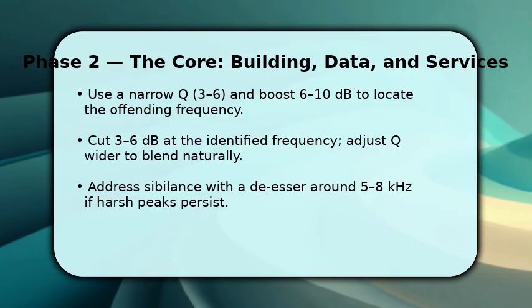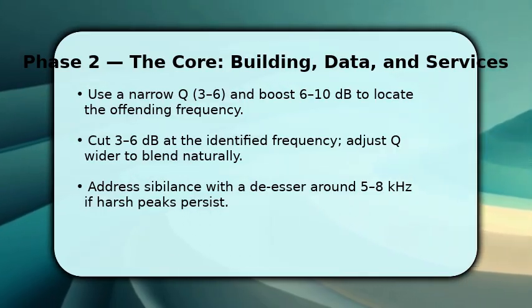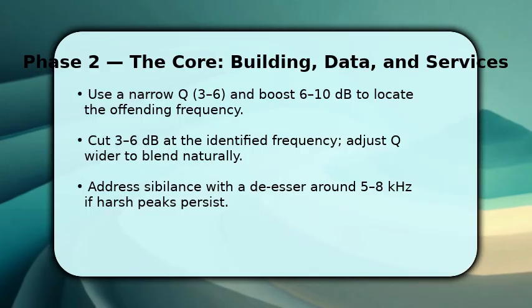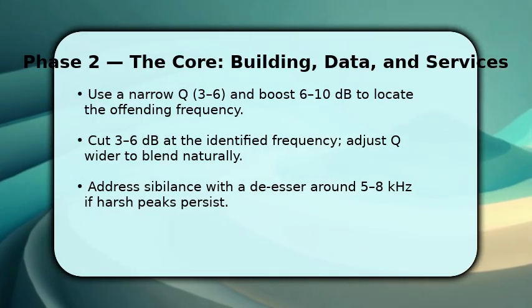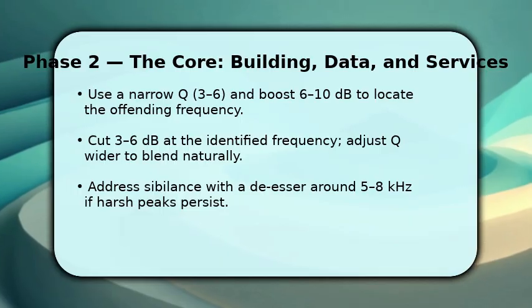Once you've located a problem band, switch to a narrow Q of about 3 to 6 and apply a 6 to 10 dB boost to make the issue obvious. Then cut that same band by roughly 3 to 6 dB. After the initial cut, widen the Q so the change sounds musical and not scooped. Make sure to check with the full band playing.